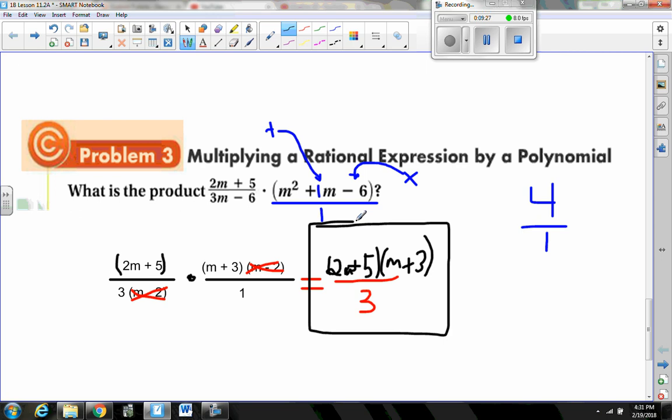If you have questions about how to multiply rational expressions and then factor and cancel, or any of those 4 steps I mentioned, please make a note to ask me in class tomorrow.